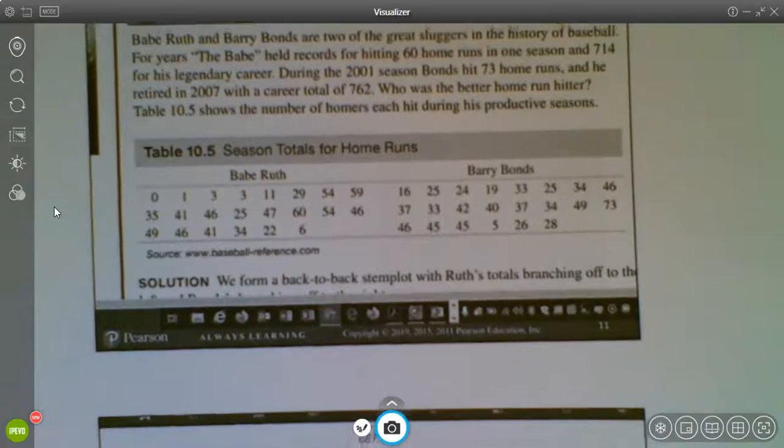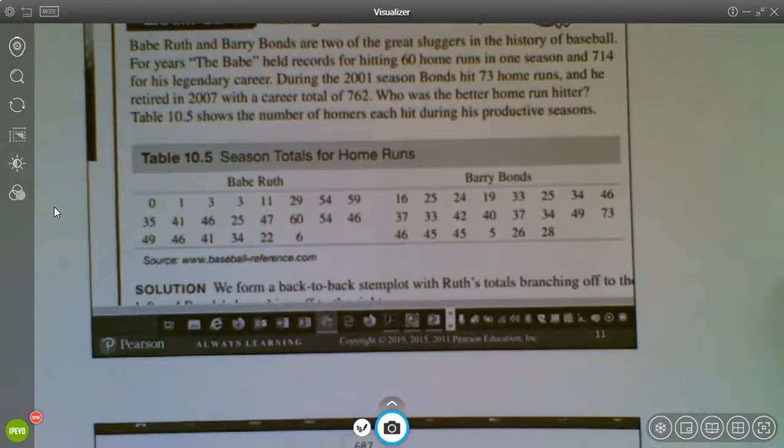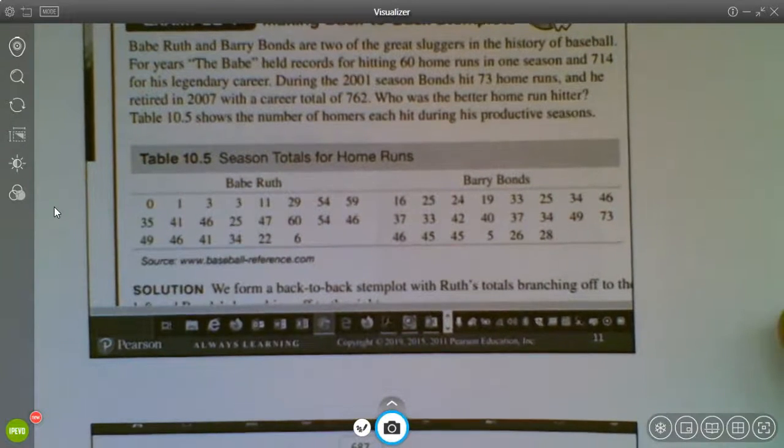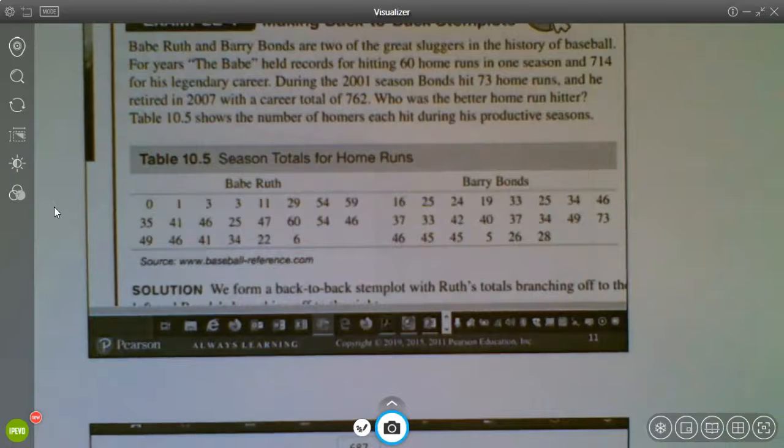On this one, they're now talking about some home run statistics from some old ball players. So you've got Babe Ruth, Barry Bonds. You guys probably know who those are, I'm sure. And just comparing some of their numbers for home runs. So one of the other things you can do with this, if you want to compare two different sets of data, would be something called a back-to-back stem plot.